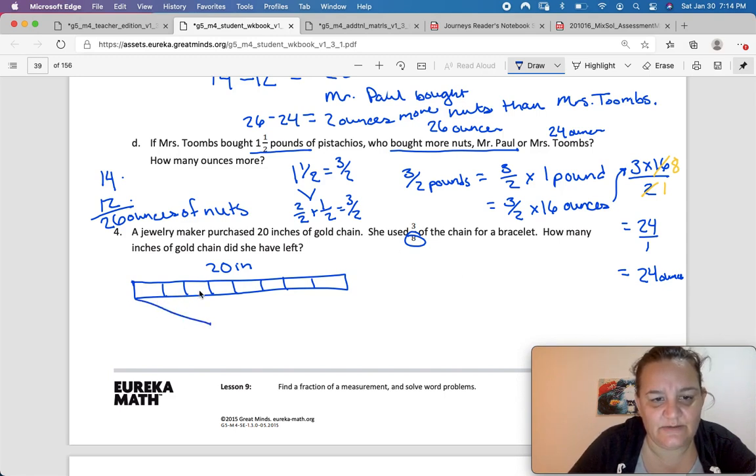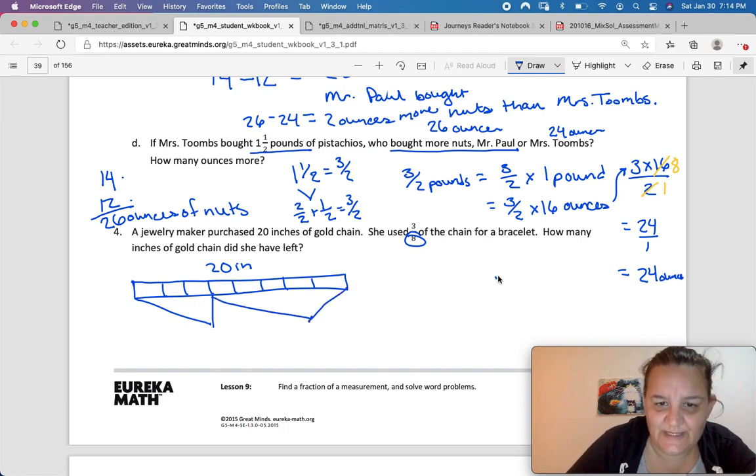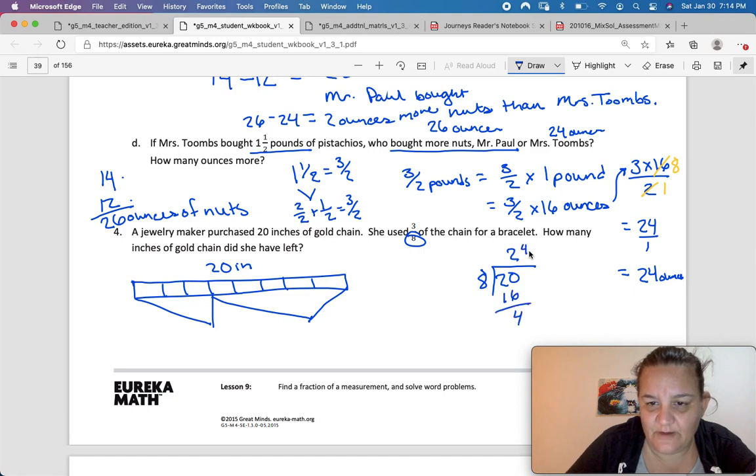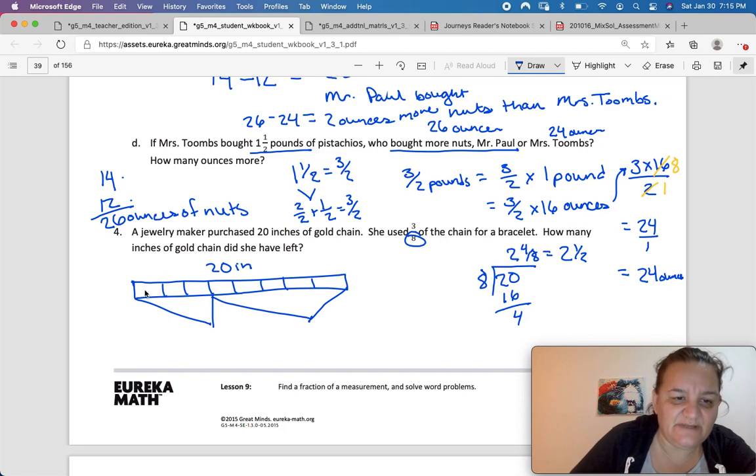Okay, so this is 1, 2, 3, 4. She used, and then how many did she have left? So she used this much, and we want to know what this much is. Okay, so 20 divided by 8 equals 2, that would be 16, with a remainder of 4, so 4/8. We can simplify that to 2 1/2, right? So each of these is worth 2 1/2 inches. Which means the 3/8 of the chain that she used was 3 times 2 1/2, which equals 7 1/2.